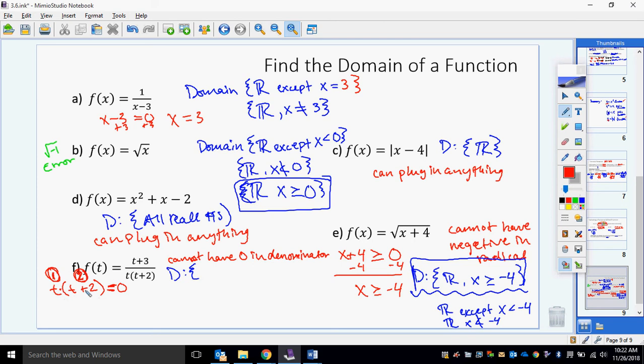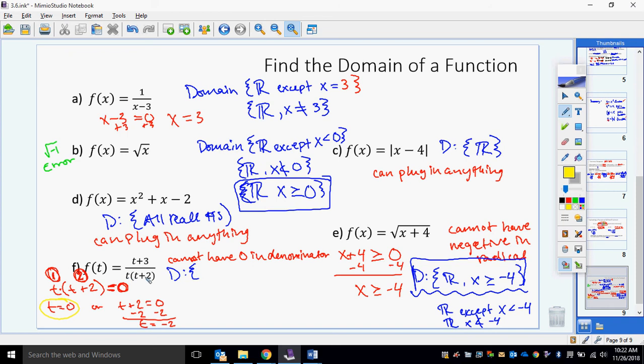If two numbers or two quantities are being multiplied and they equal 0, shoot, one of them had to be 0 itself. Okay, so either t is 0 or t plus 2 is 0. All right, either this one's 0 or this one. Okay, so t is 0. That's solved for t. Let's solve this one for t by subtracting 2.